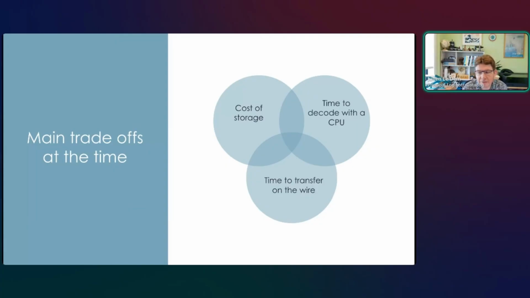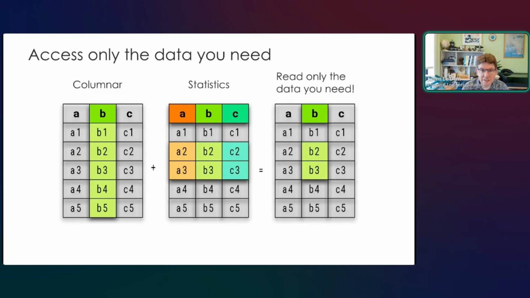So the main trade-offs at the time were based on, one, reducing the cost of storage, so getting better compression. Another one, to trade off decompression for CPU, how long it takes to decompress something. Of course, the more it's compressed, the less time it takes to transfer on the network, and the more time it takes to decode on the CPU. So finding the right trade-off between those things was one of the key drivers for this design.